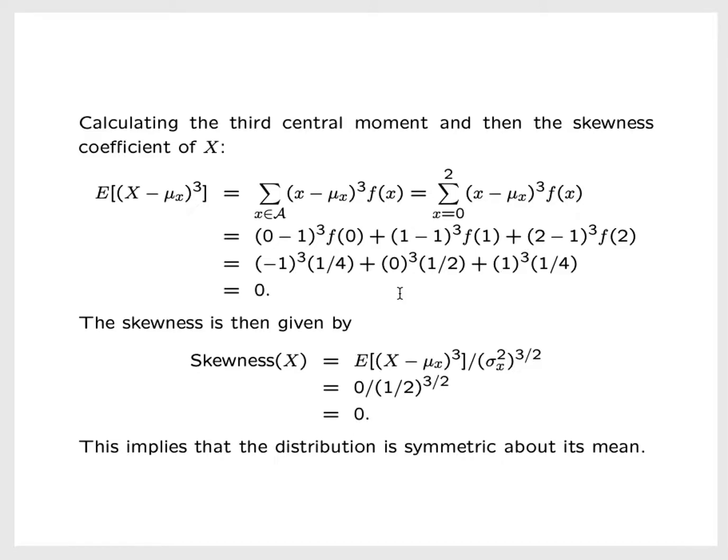To get the skewness coefficient, we divide the third central moment by the variance raised to the 3/2 power. And since the numerator is 0, the skewness coefficient is going to be 0. So this implies numerically, quantitatively, that the distribution of x is symmetric about its mean, which we already knew because we've seen the PMF.